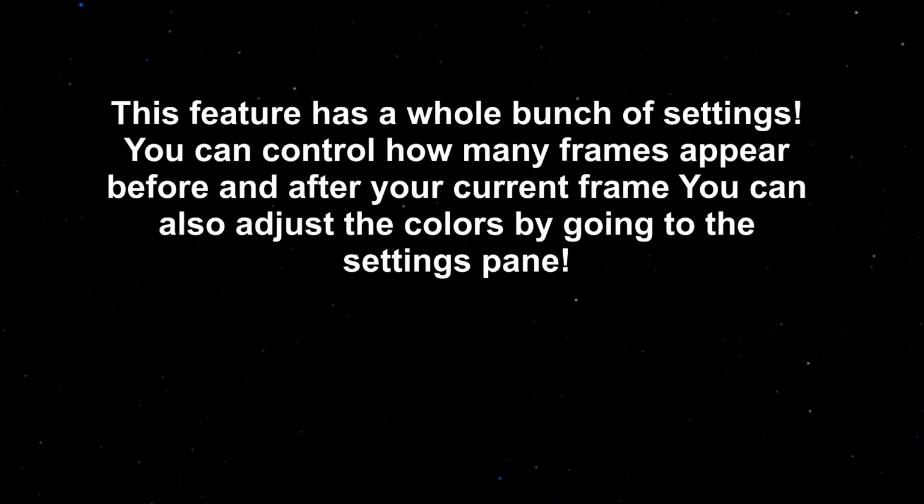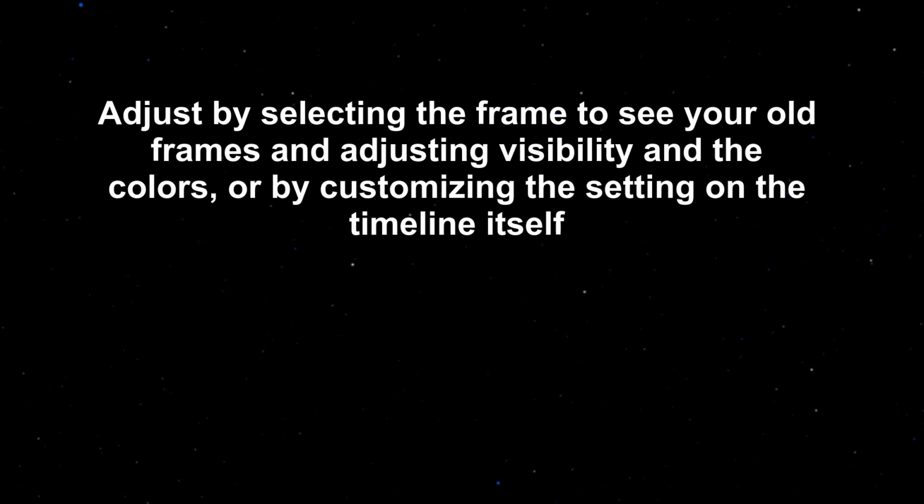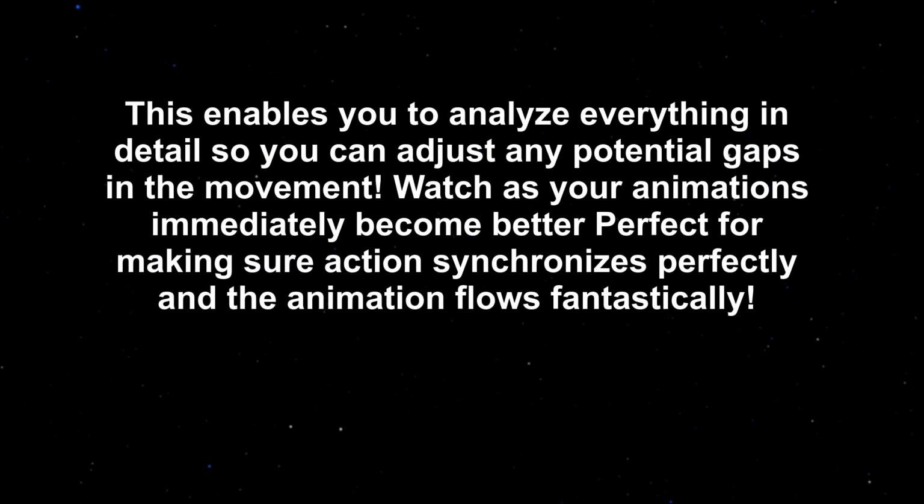This feature has a whole bunch of settings. You can control how many frames appear before and after your current frame. You can also adjust the colors by going to the Settings pane. Adjust by selecting the frame to see your old frames and adjusting visibility and the colors, or by customizing the setting on the timeline itself. This enables you to analyze everything in detail so you can adjust any potential gaps in the movement.